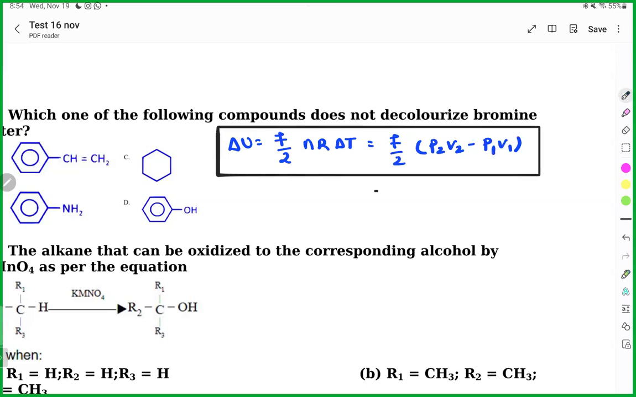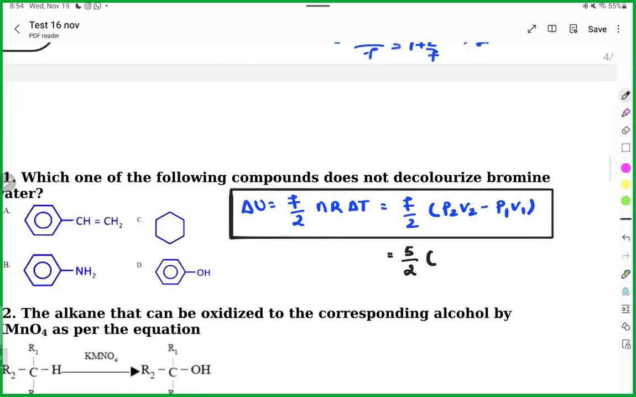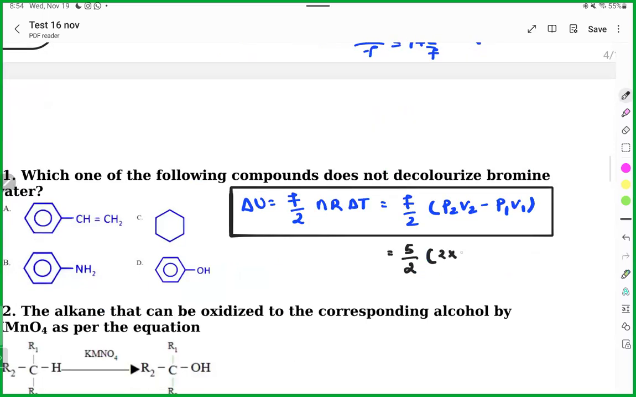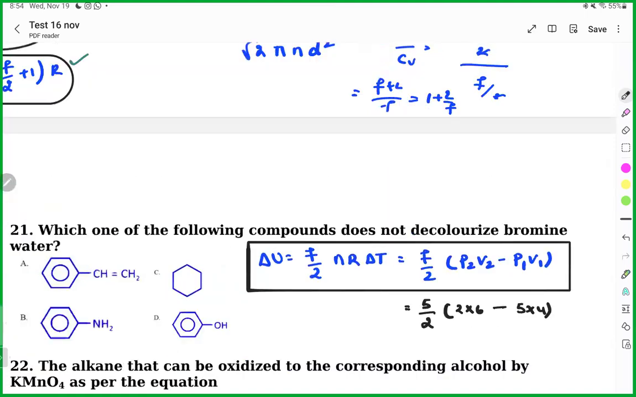So for diatomic gas, degree of freedom is 5. Pressure P2 is, I guess, 2. V2 is 6 minus P1 is 5. V2 is 4. Now you can do the calculation. You will get the answer. It will be minus. Any doubt? No, sir.